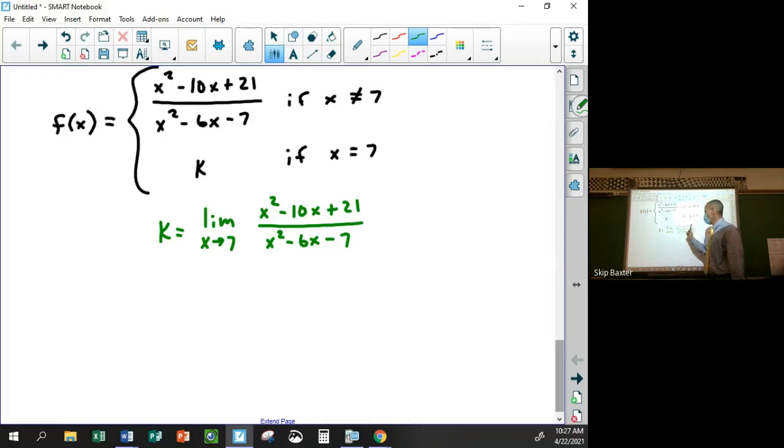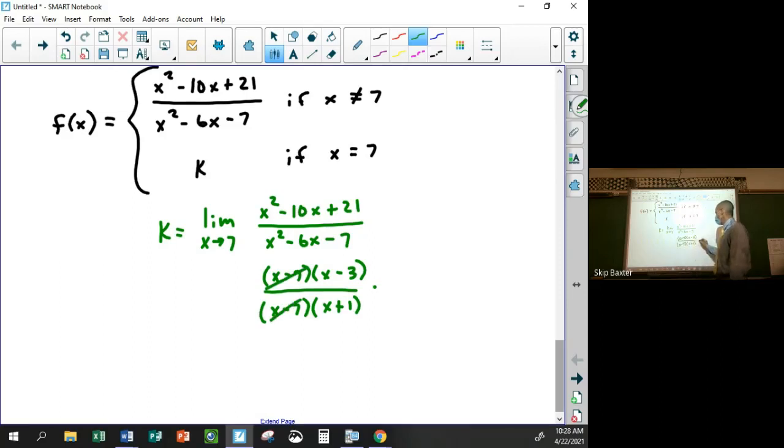So again, you get 0 over 0. So when I factor this, the top's going to factor as x minus 7, x minus 3, two numbers that multiply to give you positive 21 and add to give you negative 10. And then on the bottom, you get x minus 7, x plus 1. So the x minus 7's cancel. Then you can just substitute in 7 and you get 4/8. So the answer is 4.5. Because that's the limit as x goes to 7.